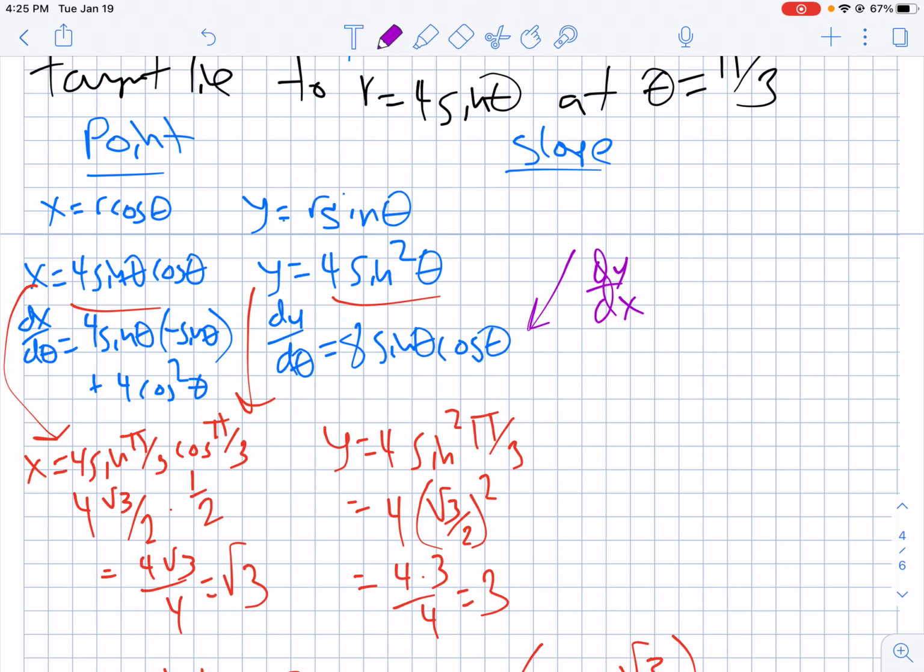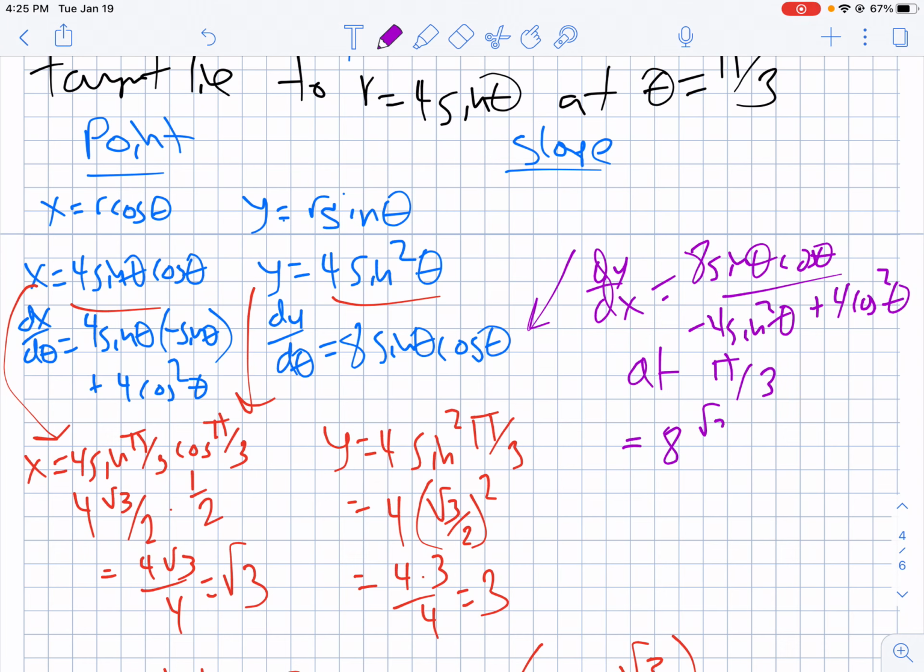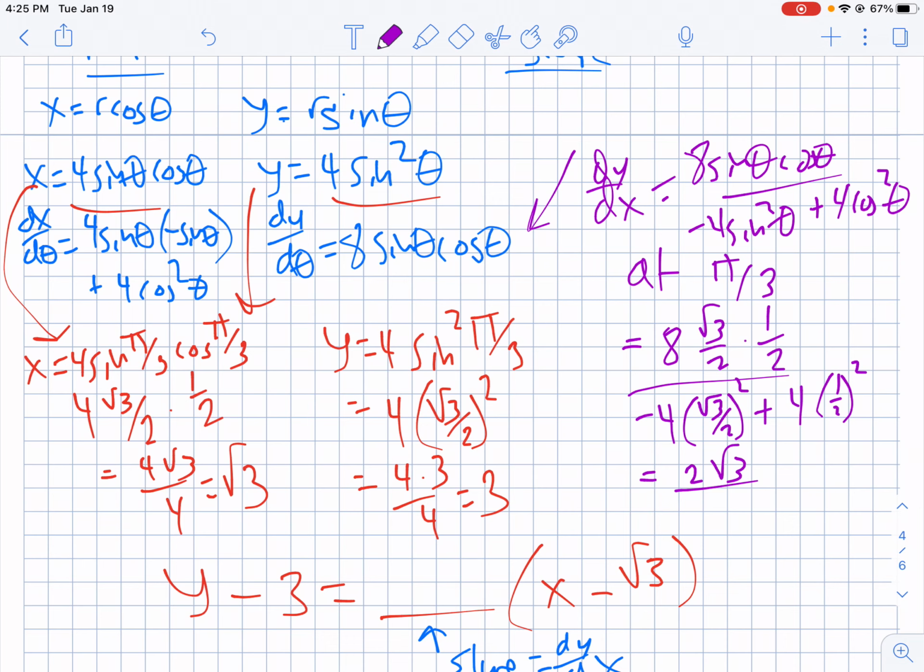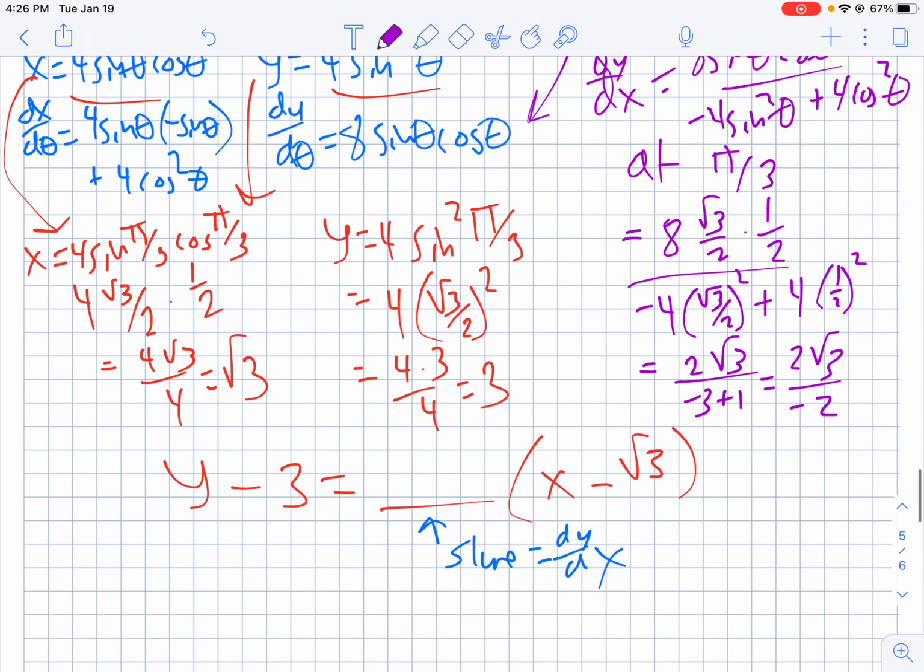So I know my dy dx is 8 sine theta cos theta divided by negative 4 sine squared theta plus 4 cos squared theta. So when I plug in this value, pi over 3, you realize these problems take a little while. This is 8 times root 3 over 2 times 1 over 2. It's all going to simplify nicely. Minus 4 times root 3 over 2 squared plus 4 times 1/2 squared. So this just turns out to be 2 root 3 divided by, okay, so here the root 3 over 2 squared is 3 over 4, so that's negative 3 plus 1. So it's just 2 root 3 over negative 2. Man, that worked out so well. It's just negative square root 3.